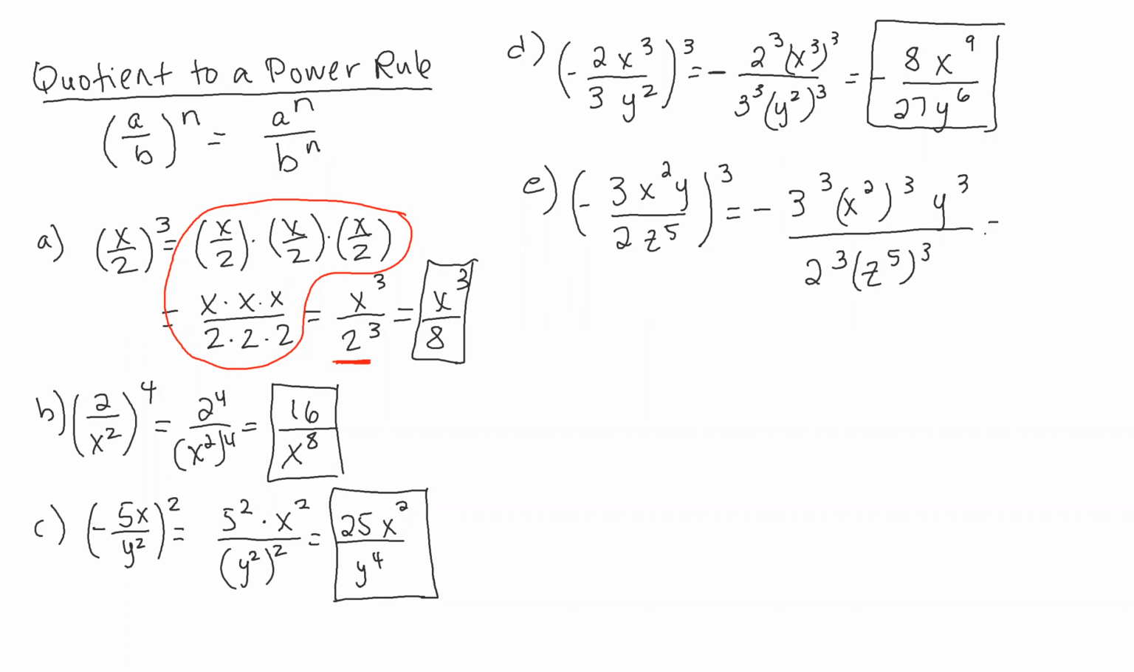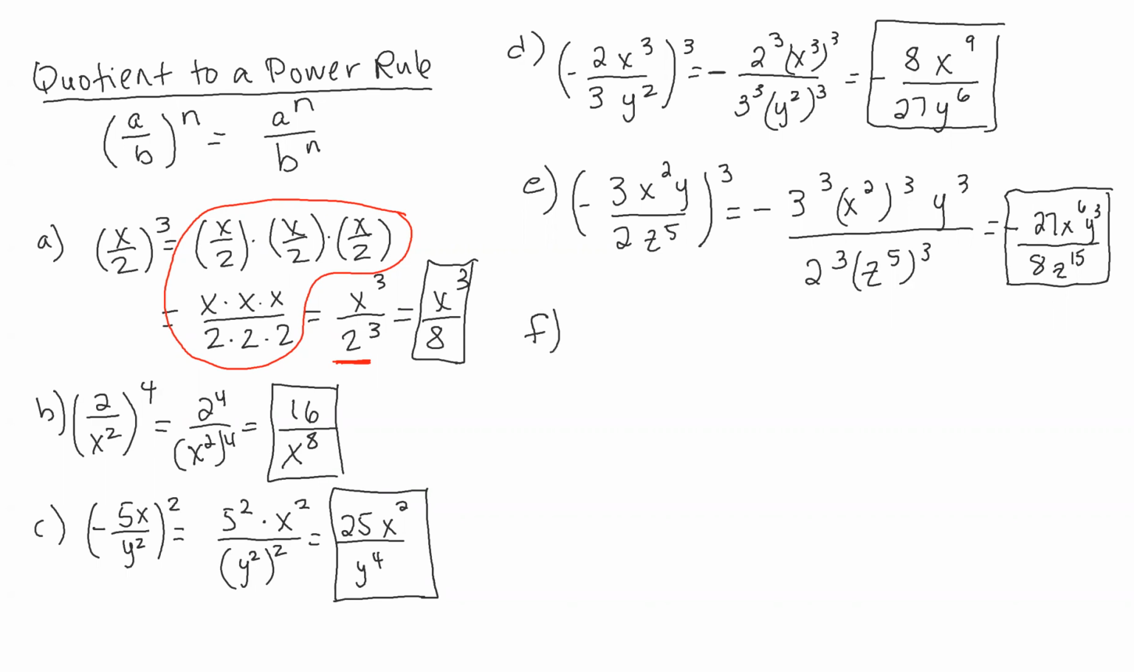This is actually pretty similar to the last example because we have the same exponent, but let's carry over the negative. 3 to the third is 27. X squared to the third is x to the sixth. Y to the third is just y to the third. Now 2 to the third is 8. Z to the fifth to the third is going to be z, and then I multiply those exponents to get 15. And there we have it. It's kind of fun.